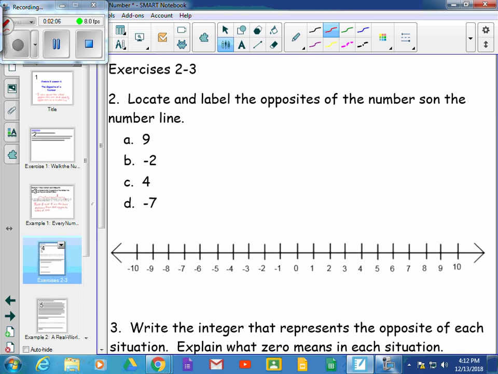Now I'm going to move ahead to exercise 2 and 3. What I'd like you to do is pause the video here after I've finished explaining the directions for number 2, and then turn the video back on and check yourself. See if you got the answers right. You need to locate and label the opposites of the number on the number line. So those 4 points, I want you to plot them and label their opposites. Go ahead and pause the video right now and try that on your paper.